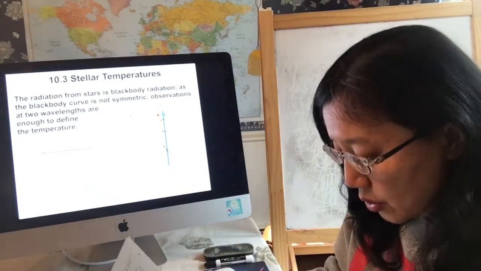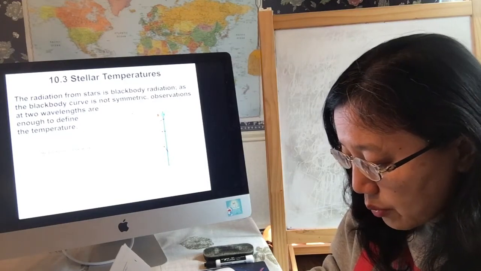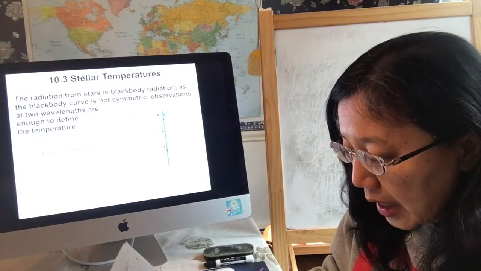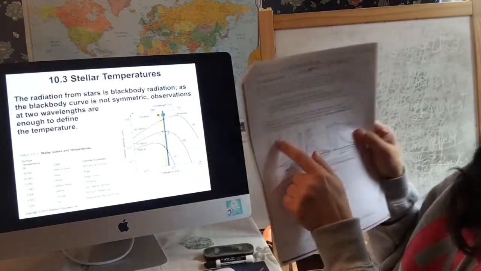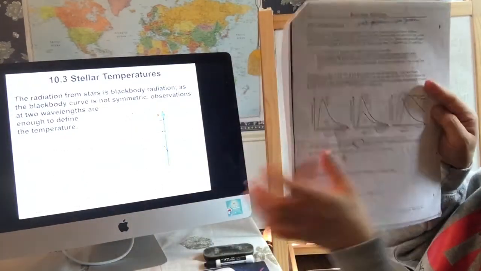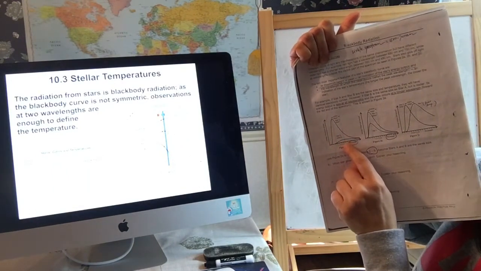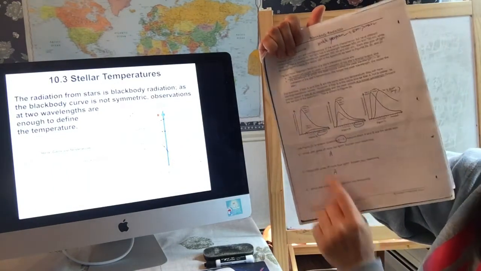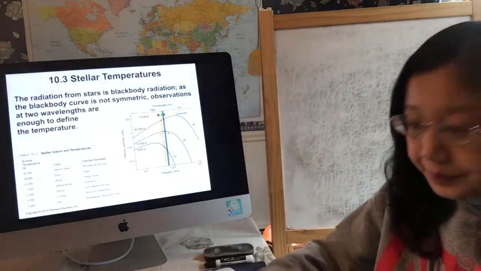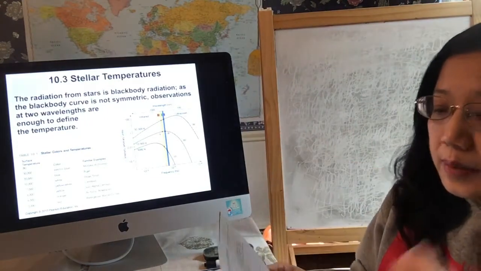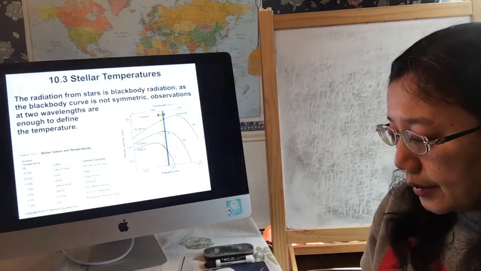Number 8, which star looks redder? For a star that looks redder or bluer, you're going to look at where the maximum is located. For A, the maximum is located at the blue end. For B, the maximum is located at the red end. So which star looks redder? B. And number 9, student 2 is correct.